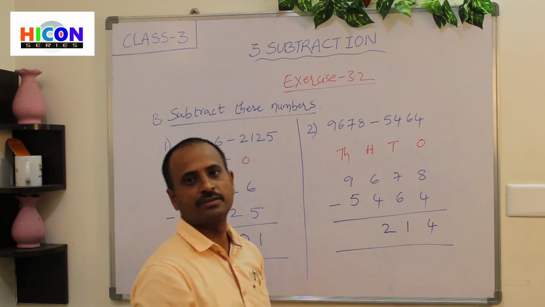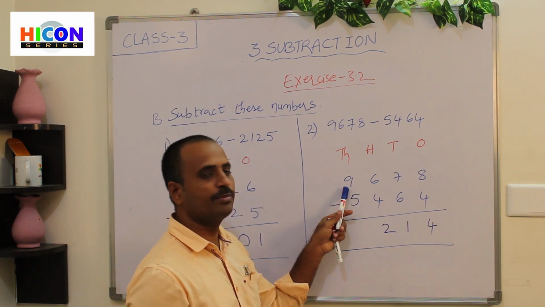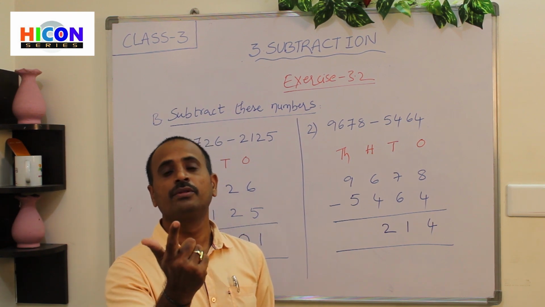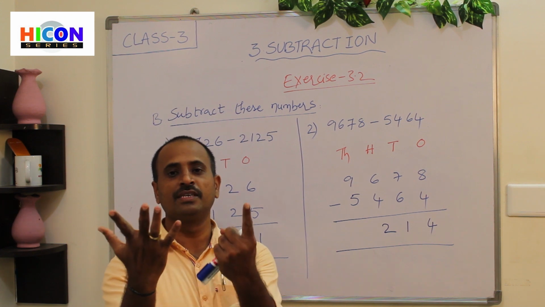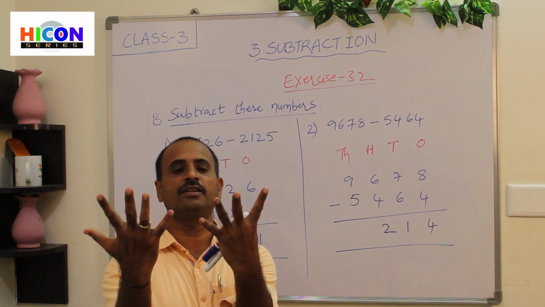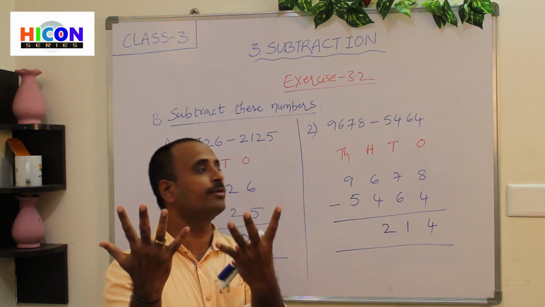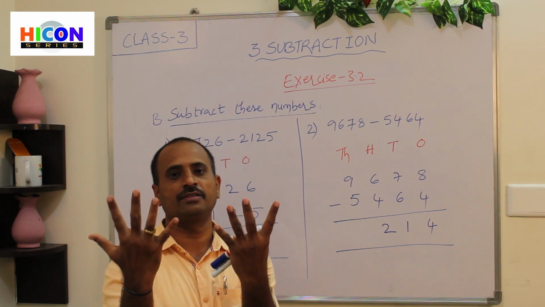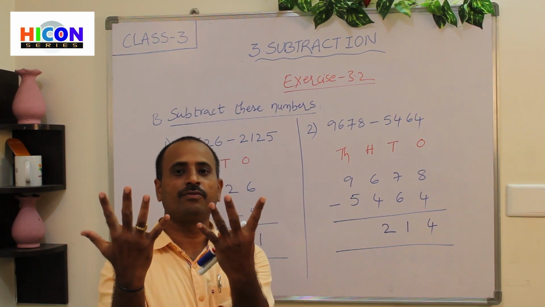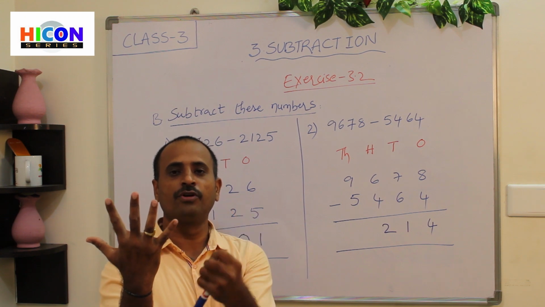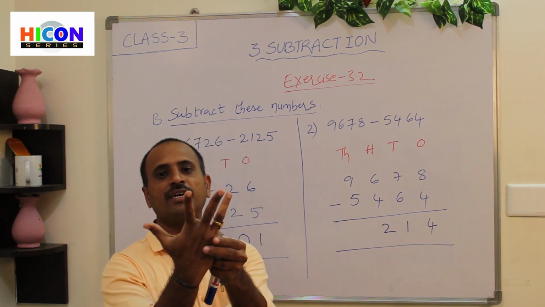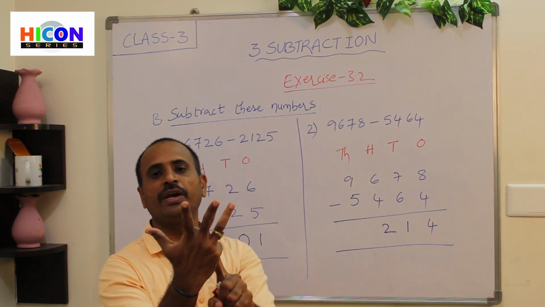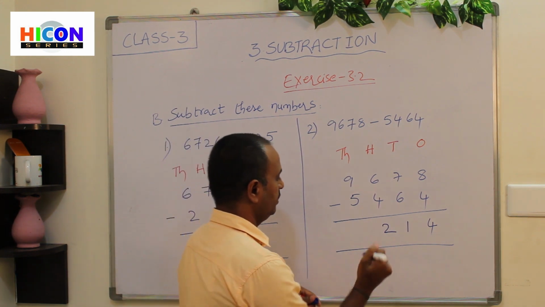Next, go to thousands place. So in thousands place, what is the first number? 9. So open 9 fingers of your hand. 1, 2, 3, 4, 5, 6, 7, 8, 9. Children, these are the 9 fingers. And what is the second number in thousands place? 5. So close 5 fingers in these 9 fingers. So children, close the 5 fingers. 1, 2, 3, 4 and 5. So children, how many fingers are there remaining? 1, 2, 3, 4. There are 4 fingers remaining. So write 4 under thousands place.